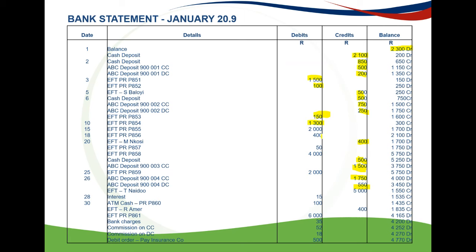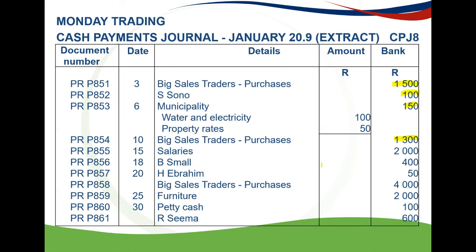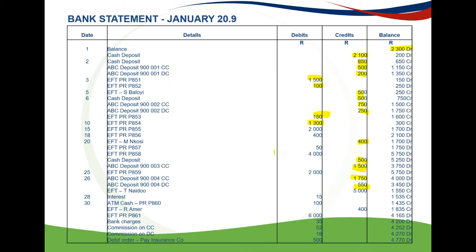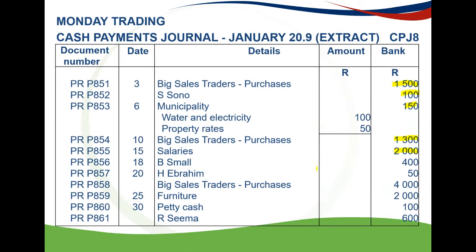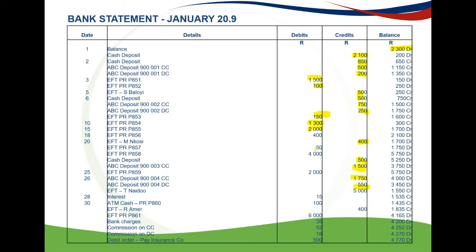Here we have our entry there. Then we must find the payment of the salaries for 2,000. Here's our payment for 2,000. Then we must find the payment for V small of 400. That will give us the 400.